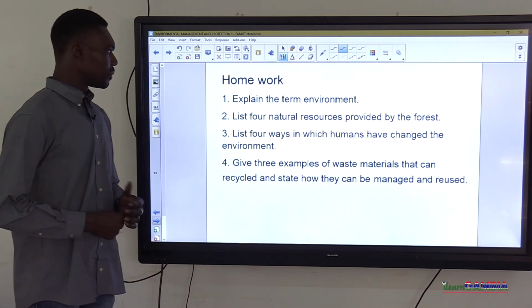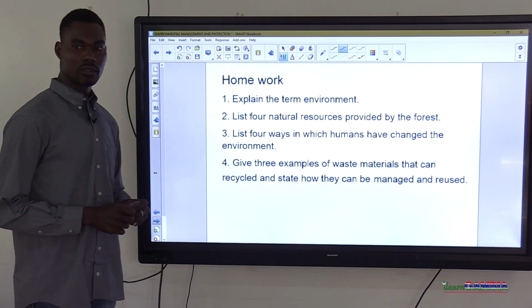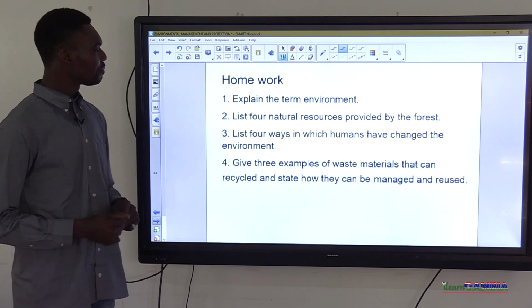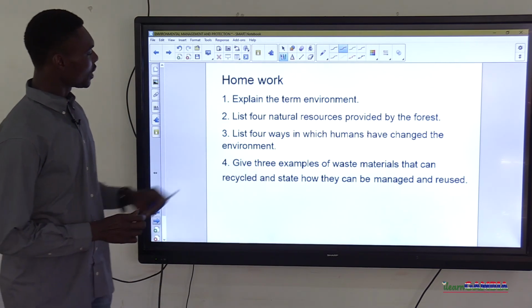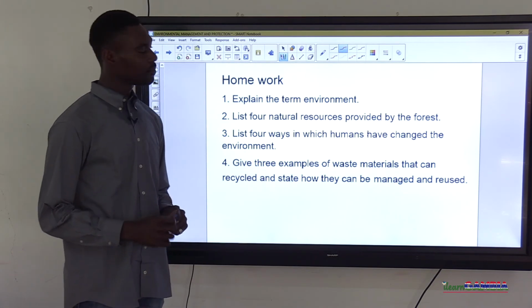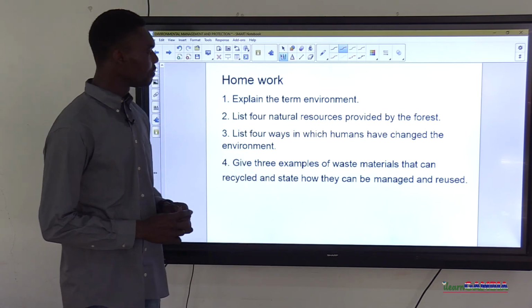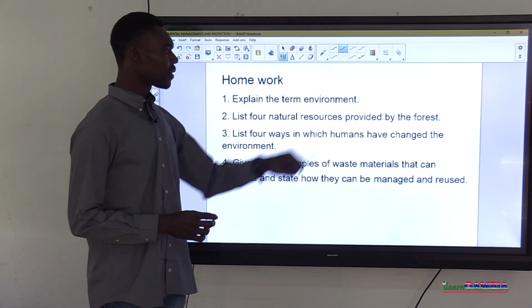So before we end the lesson, here is a homework for you to take home. You do it, and the next time we meet again, we discuss it here together. Question number 1 of the homework is, explain the term environment. So explain the term environment.